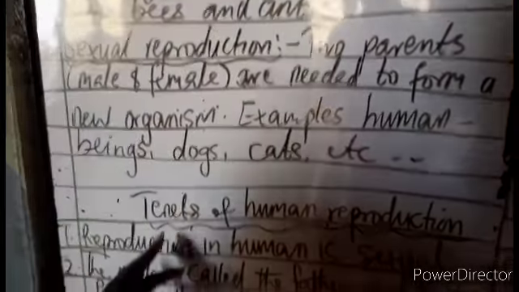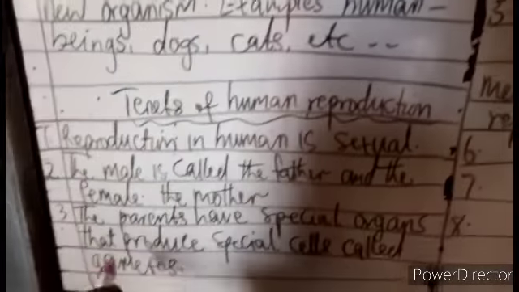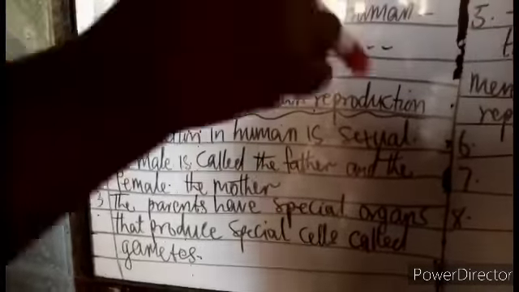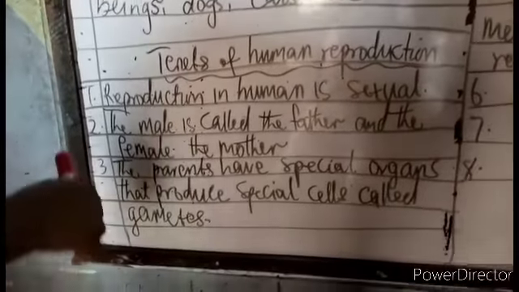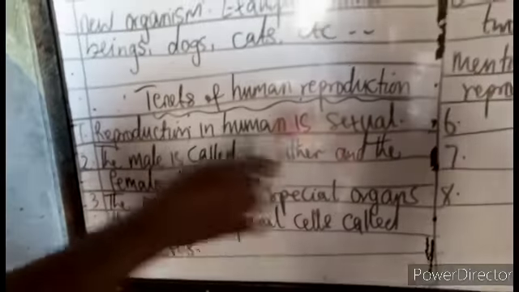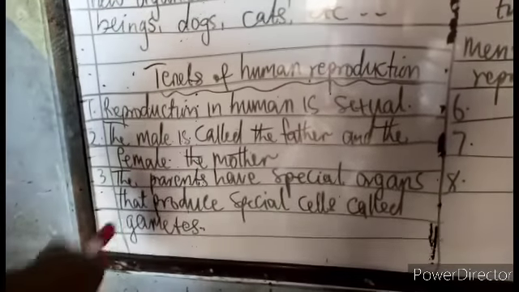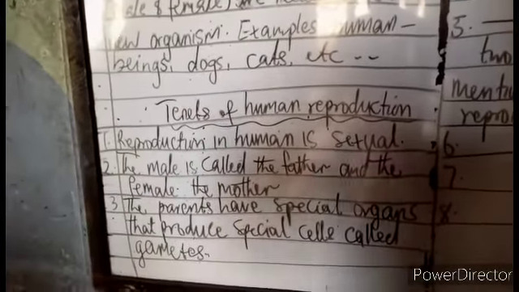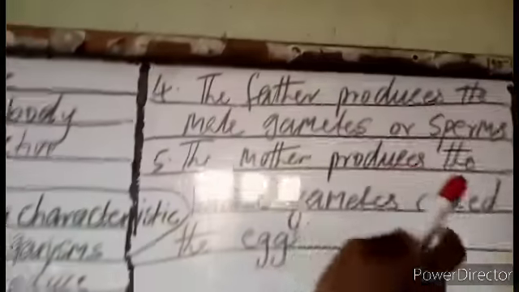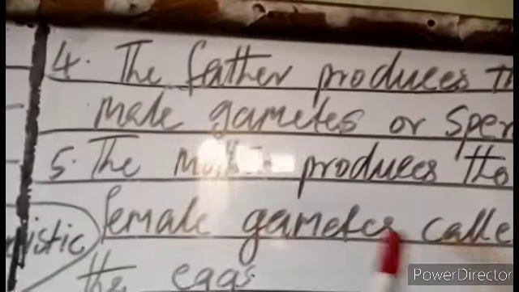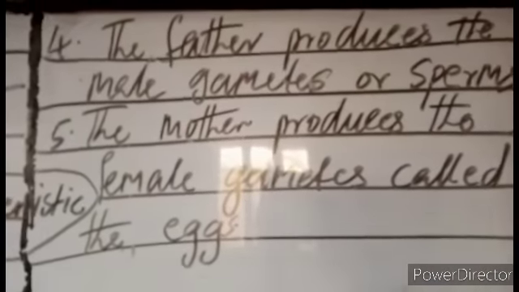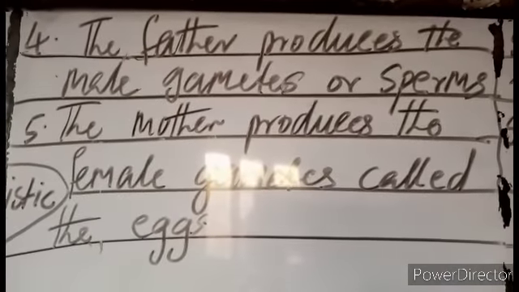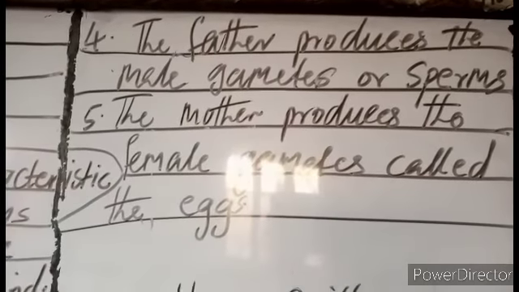Okay, then I moved down to what? Human reproduction, which I told you is sexual. Man and woman must come together in order to have a baby. That's the way God made it. Okay, the male is called what? The father, while the woman is called what? The mother. Then the parents have what? Special organs in their body. God has put them there that will make them come together in order to produce babies. Alright, the father produces what? The male gametes. Okay? The mother produces the female gamete called the eggs. When the two of them come together, they meet and fertilize, and from there they form a baby.